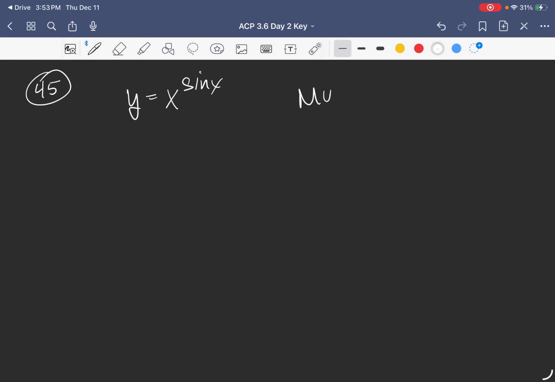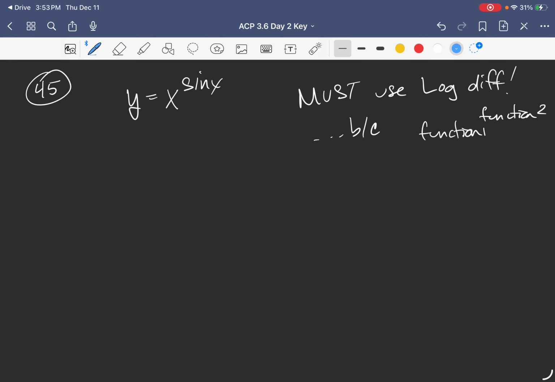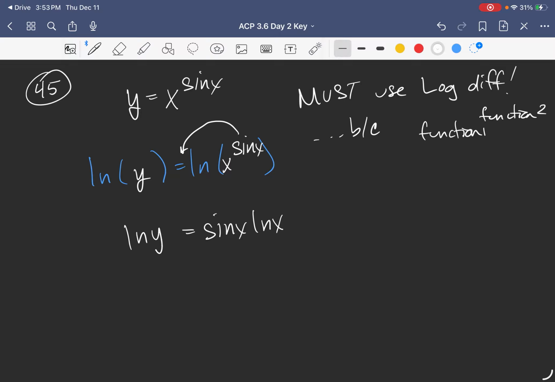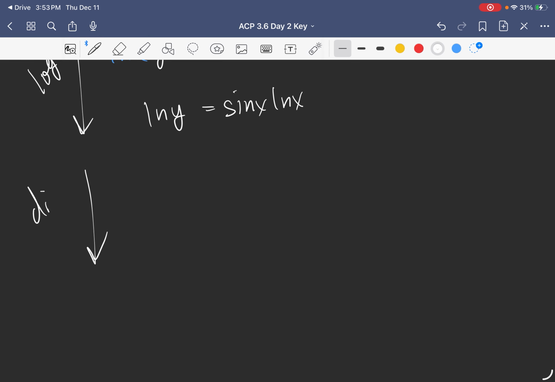Here, we must use log differentiation because we have a function raised to a function. So we have function 1 raised to function 2. Some function raised to another is what we have. So I first start off by taking the natural log of both sides. Over here it's y, over here it's x to the sine of x. What that allows me to do is pull this exponent down. So we get sine times natural log of x. Over here we have natural log of y. So all I've done so far is take the log, and now what I'm going to do is differentiate.